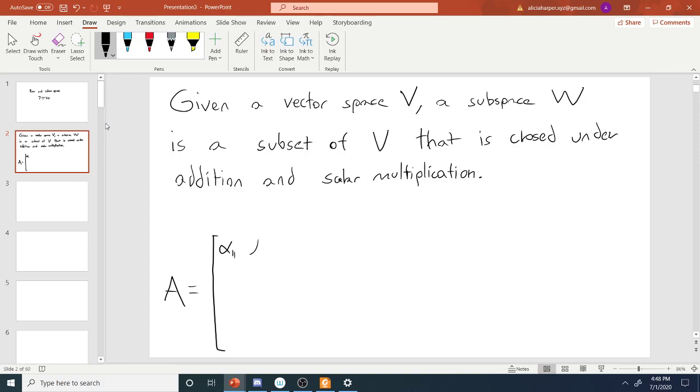Alpha 1,1, alpha 1,2, and so on, up to alpha 1,n, and then alpha 2,1, and so on, down to alpha m,1, and so on, up to alpha m,n. So this would, of course, be an m by n matrix. And associated to A are two different subspaces.